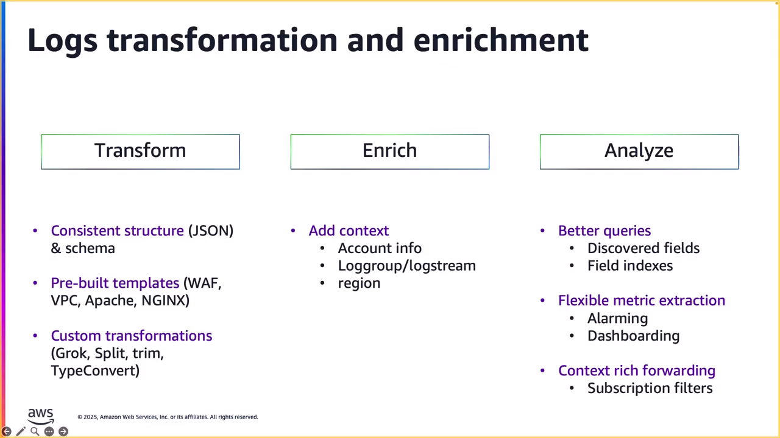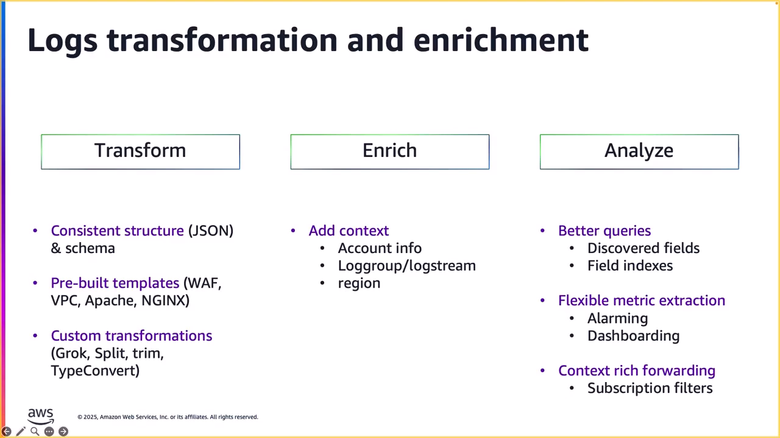In transform, you have logs coming in with different structures, so you can apply consistent structure, JSON and schema. You can use pre-built templates, especially if you have logs coming in from other AWS sources like WAF, VPC, Apache, Nginx. You will be able to have pre-built templates for transformation. You can also apply custom transformations with Grok, split, trim. With Enrich, you can add context, account info, log group, log stream, region, and you can analyze.